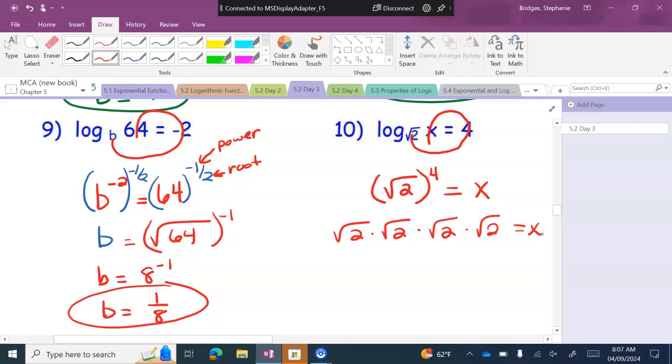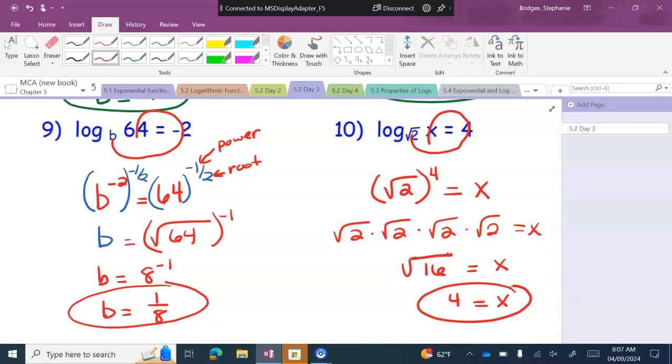Yeah. What's 2 times 2? Times 2 more? 8 times 2 more? So that simplifies to be the square root of 16. Can I simplify the square root of 16? What is that going to be? So x is going to equal 4. Anybody have any questions so far?